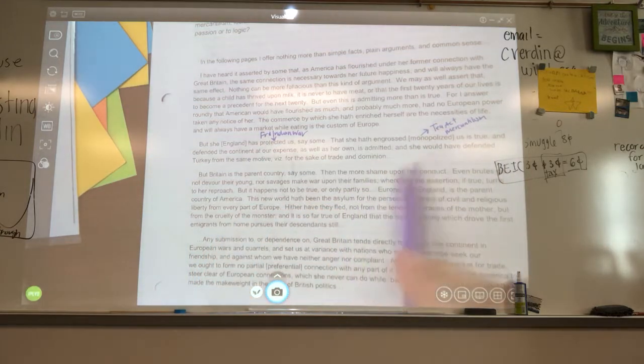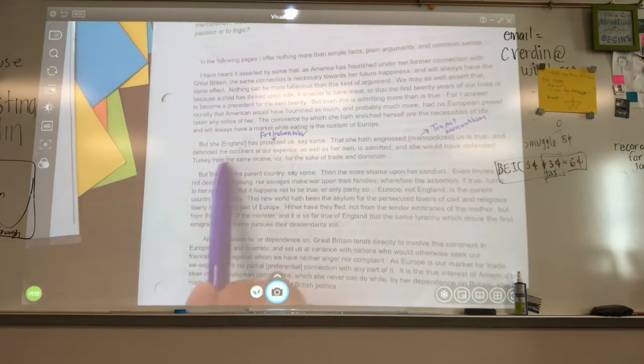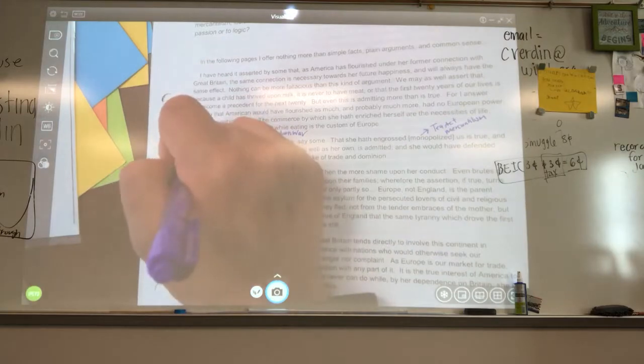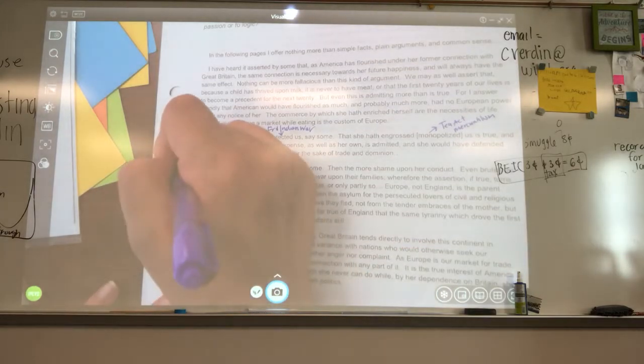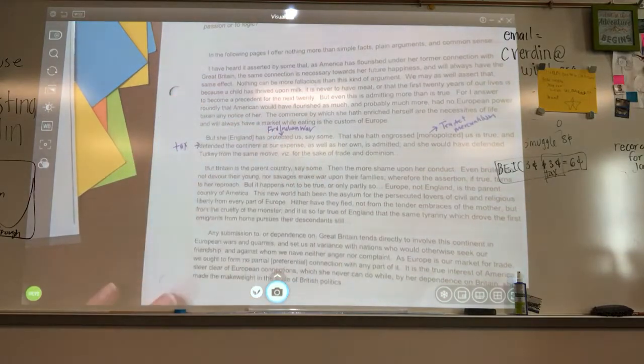They're like, England has monopolized us and defended the continent at our expense. How did she defend the continent at their expense? We know it's the French and Indian War, but what has she done at their expense to pay for this? She has taxed them, right? You're saying she's defending us? No, we paid her to defend us. We're paying her right now. Is this enlightened reasoning, or is it inflammatory that they're egging on a war? Or do y'all want to say both? Both? Okay, that's fine.